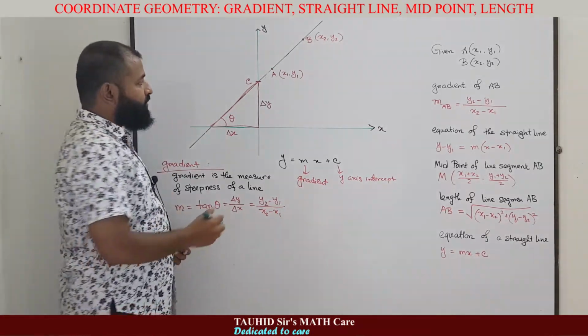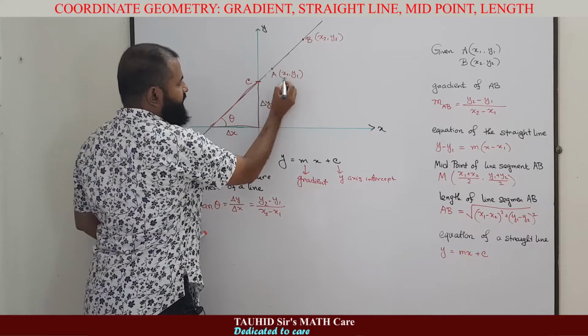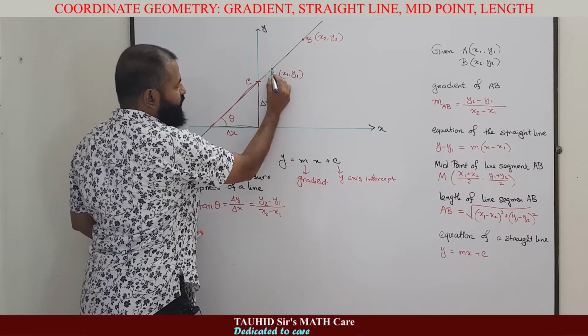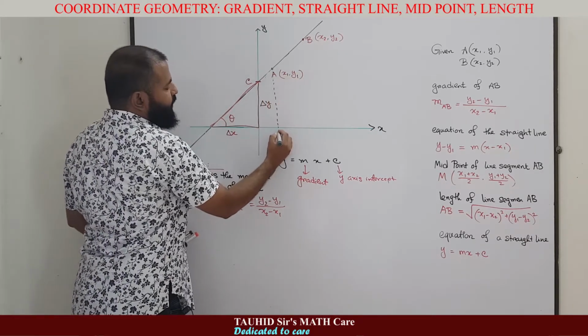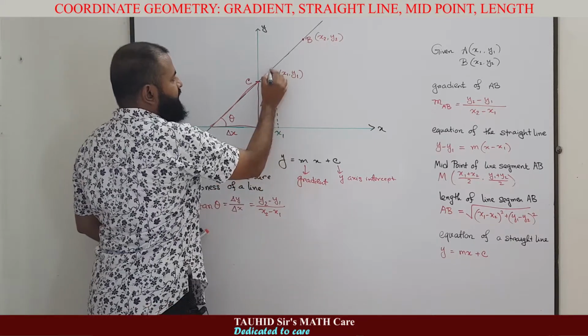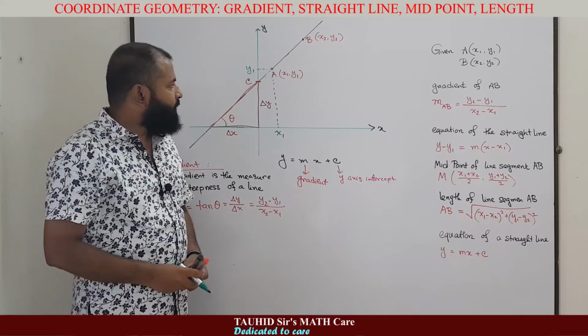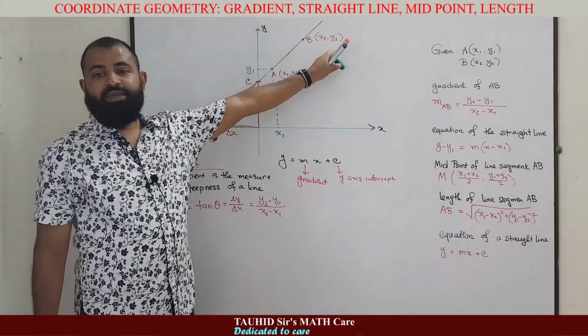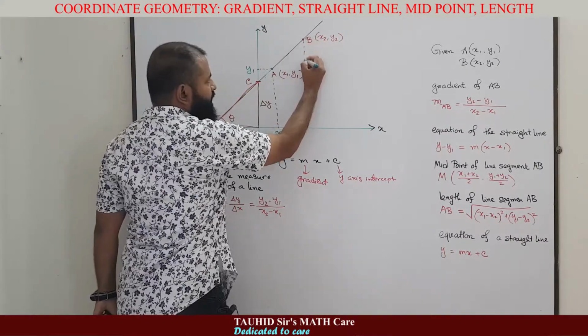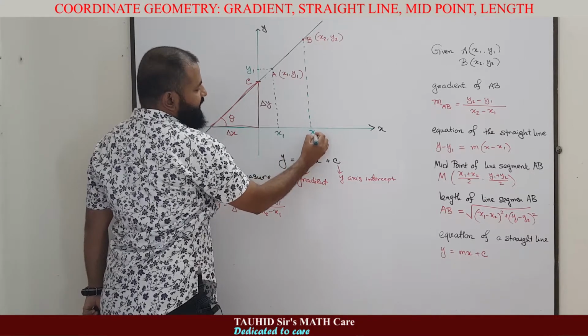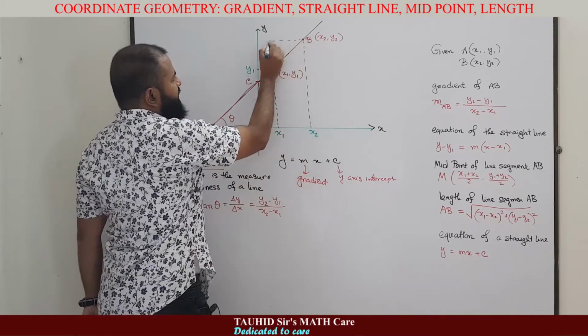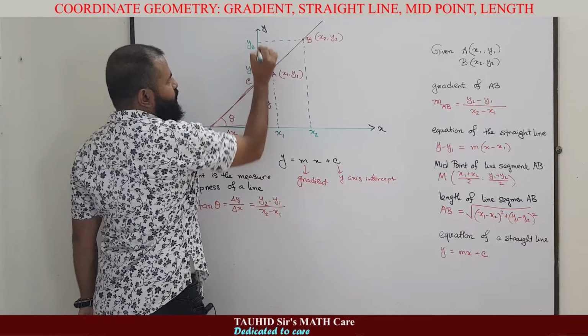Here in the diagram, you see a point A. Its coordinate is x1, y1. Therefore, this point is x1 and this point is y1. Now, the coordinate of B is x2, y2. So, the x coordinate of B is x2 and y coordinate of B is y2.